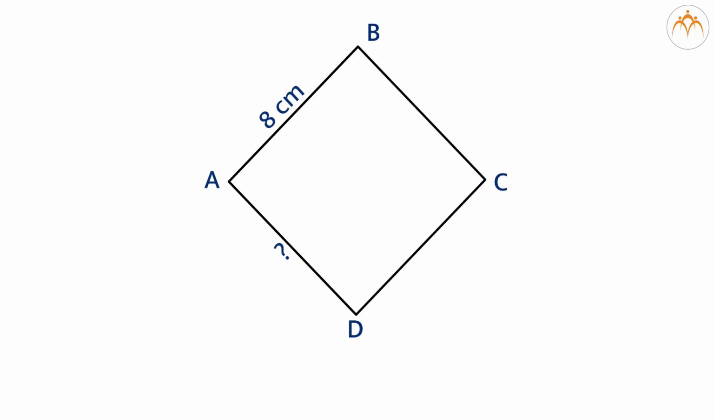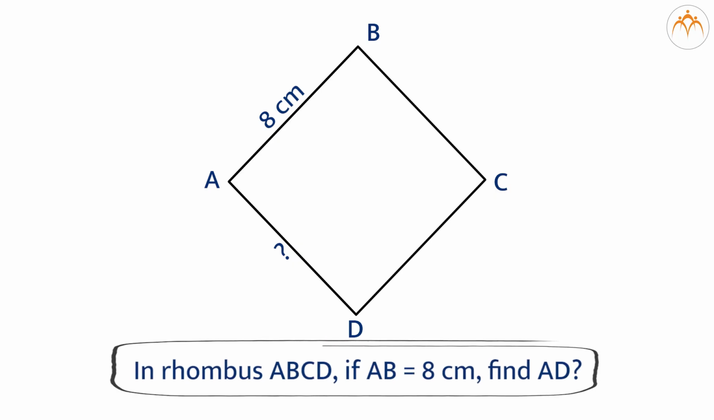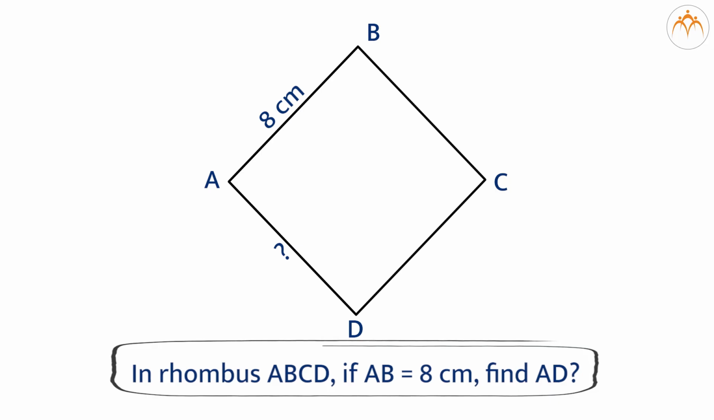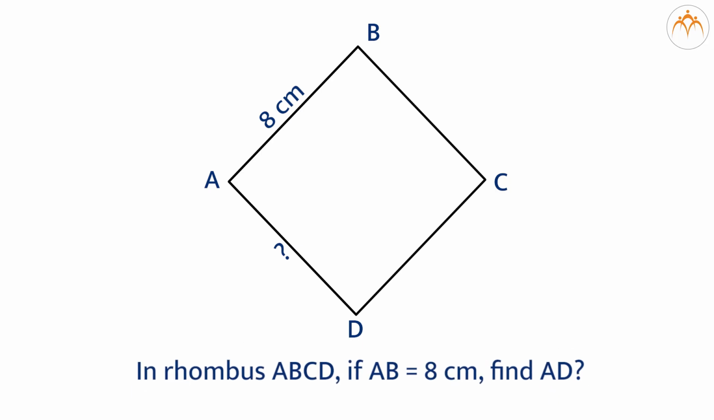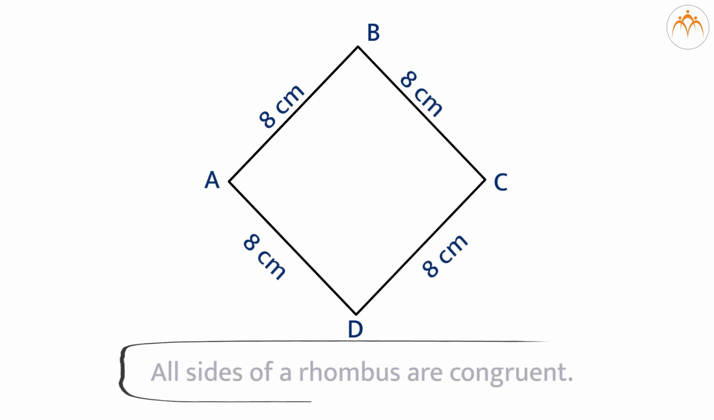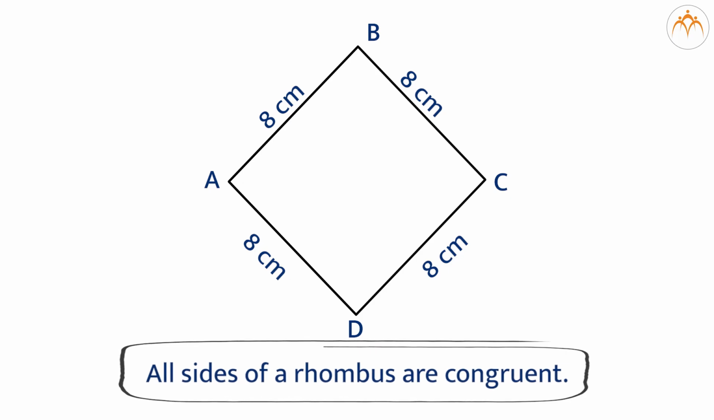Now in rhombus ABCD, if AB is 8 cm, then find AD. Let me help you with this. So AD is 8 centimeters because all sides of a rhombus are congruent. Okay, so now you solve it.